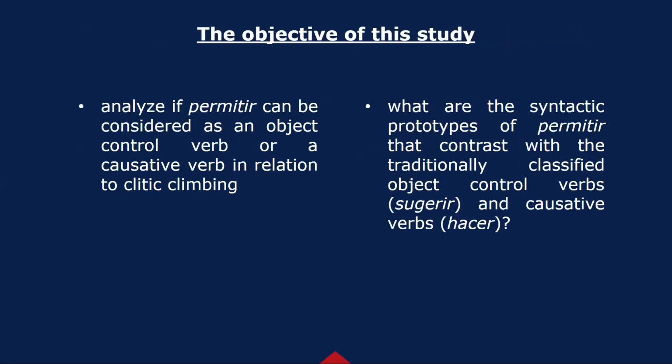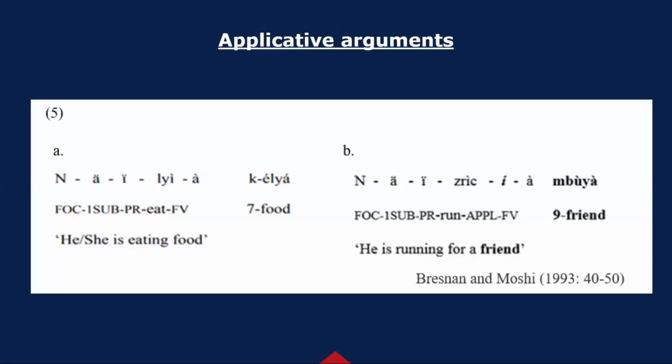The objective of this study is to analyze if permitir can be considered as an object control verb or a causative verb in relation to clitic climbing. The main question we aim to address in this study is whether there are syntactic prototypes of permitir that contrast with the traditionally classified object control verb and causative verb. In this study, we propose an alternative analysis to study the construction of permitir and of the causative verb hacer in relation to clitic climbing based on applicative argument structure.